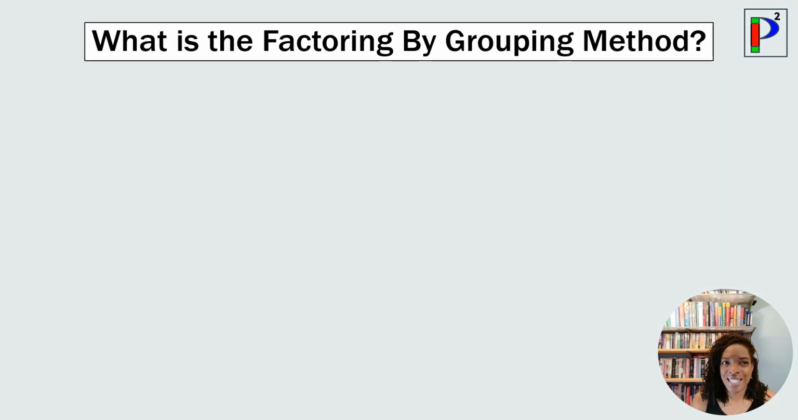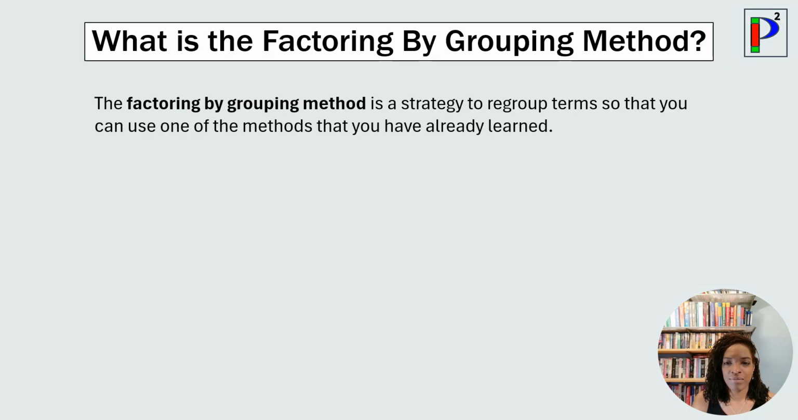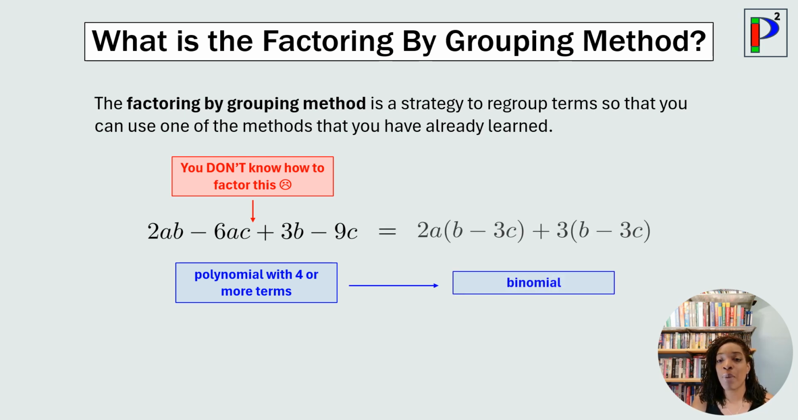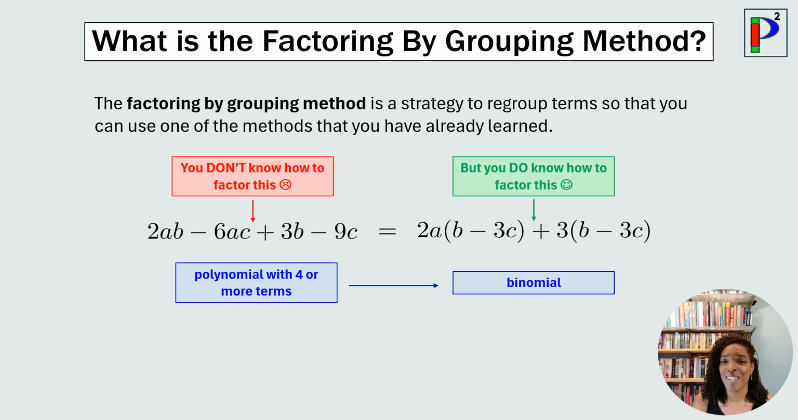So what is the factoring by grouping method? It's a strategy to regroup terms so we can use some of the other methods that we've learned. So let's say we have this polynomial. It has 4 terms, and you haven't figured out how to factor those, so yikes. Well, using this method, we can transform a 4-term polynomial, better known as a quadrinomial, into an easily factorable binomial. Does that look better? You got it. This is easily factored using the greatest common factor method.